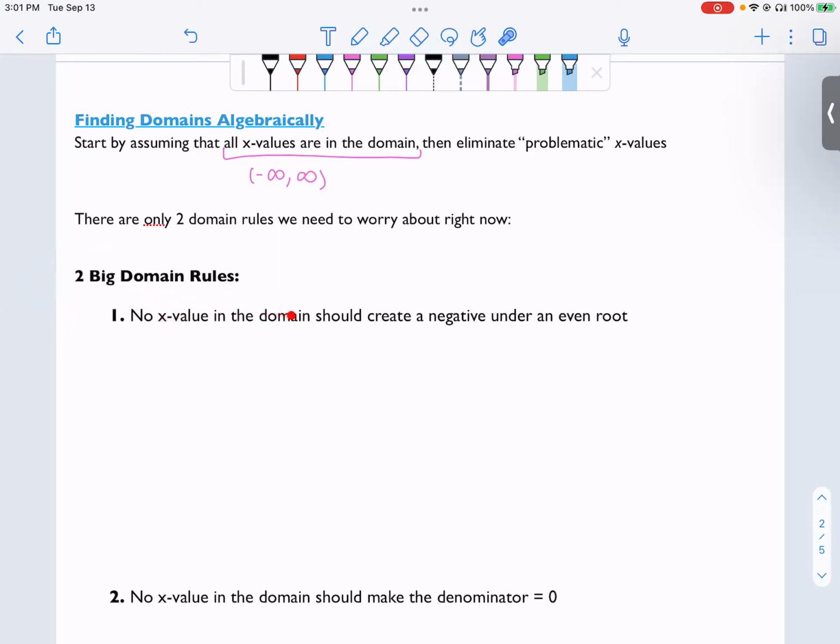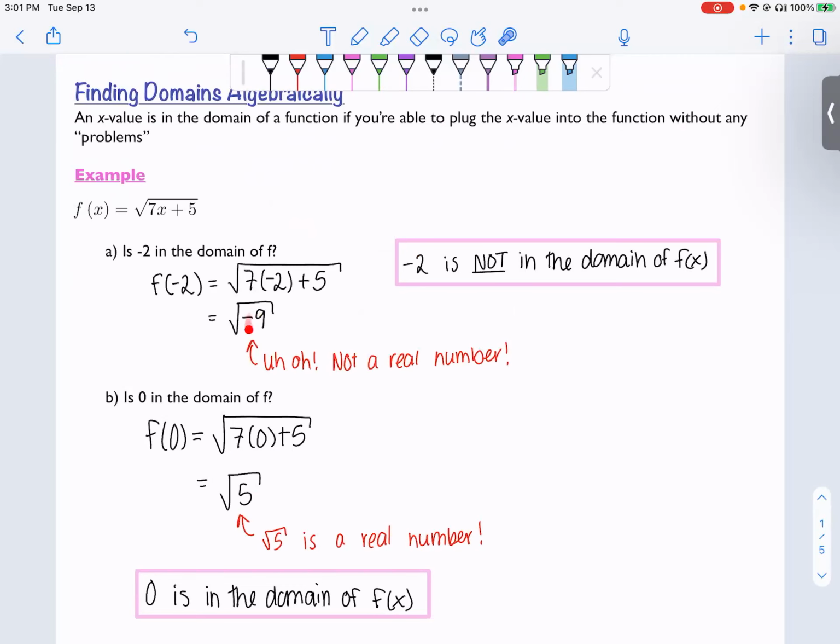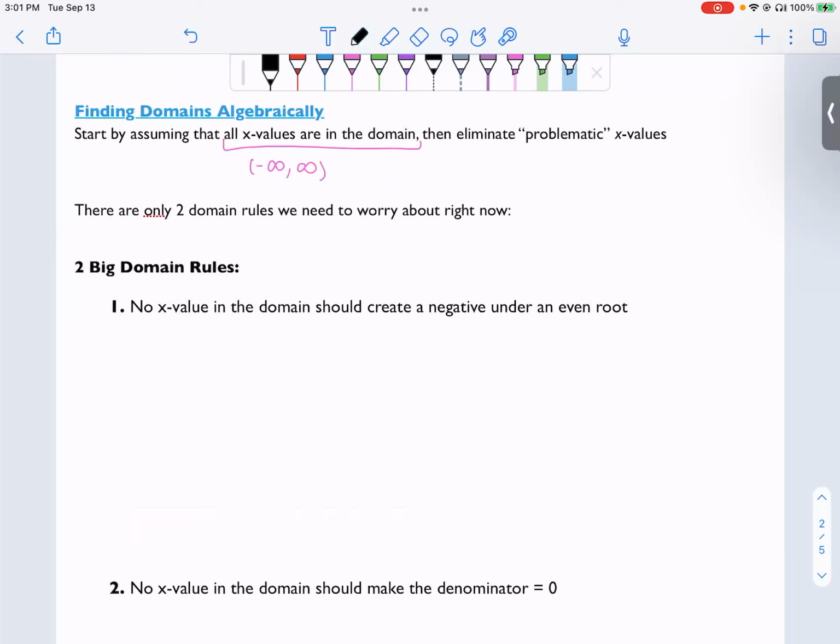First one, no x value in the domain should create a negative under an even root. And that was what happened up here. We had a negative under an even root. This is a square root, but the same would be said of fourth roots, sixth roots, eighth roots. So an even root is going to be square roots, fourth roots, sixth roots, and so on, any even root. Now, odd roots are okay to have negatives under. You can have a negative under a cube root, and that's fine. It's just these even roots that we worry about.